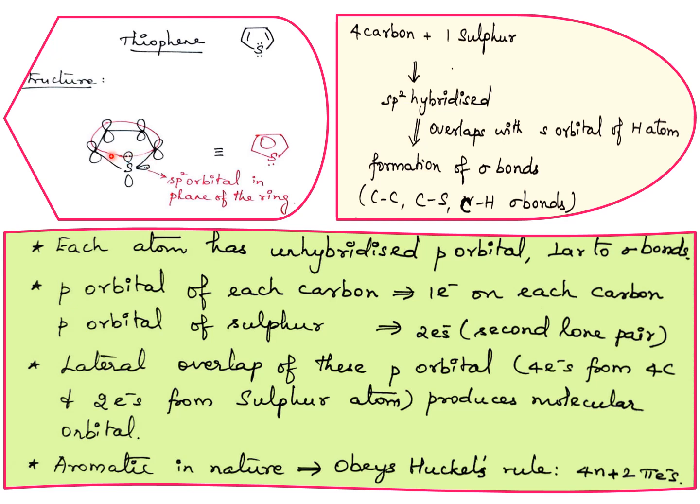One lone pair of electrons is involved in the lateral overlap of p orbitals, providing the molecular orbital containing 6 pi electrons, because there are 4 pi electrons from the 4 carbons and 2 electrons, that is a lone pair of electrons, from sulfur. So in total 6 pi electrons are involved in delocalization of pi electrons, resulting in a structure that is aromatic in nature, because it obeys Huckel's rule, and is cyclic and planar. The remaining lone pair of electrons is found to be in the plane of the ring. It remains as such as a lone pair of electrons.